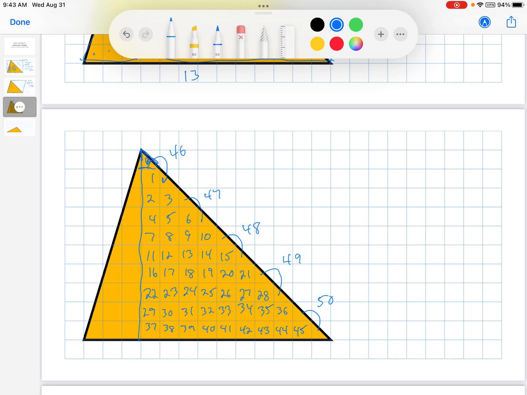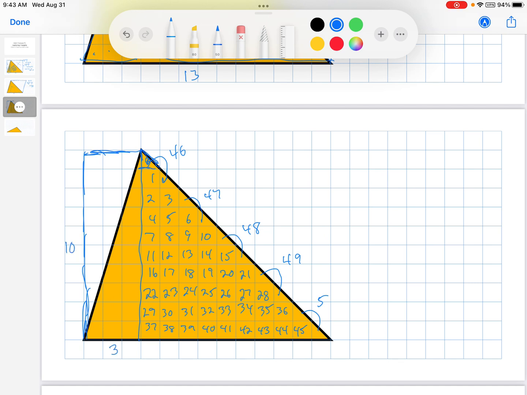Well, I have a problem. There are some whole squares here, but there are some partial squares also. And that little partial square, that's not half a square. So I'm actually going to do a hybrid. To count those squares, I'm going to do what we did in the first method. I'm going to turn it into a rectangle.